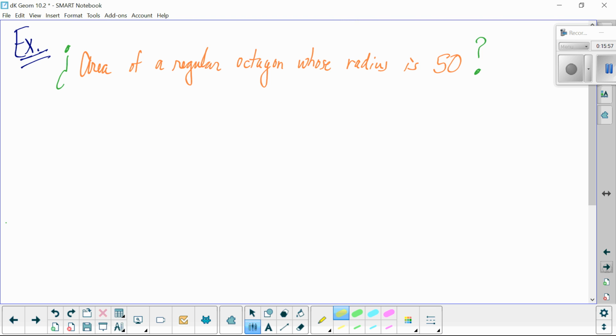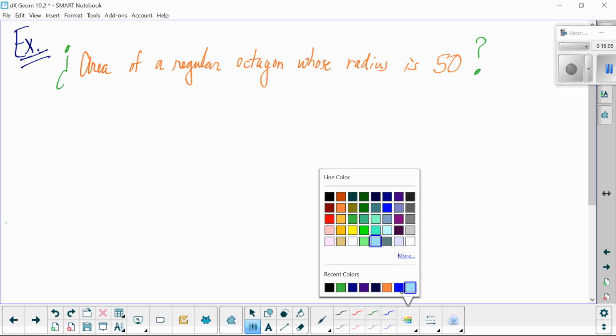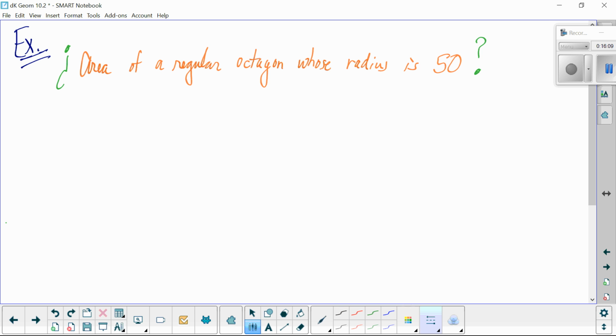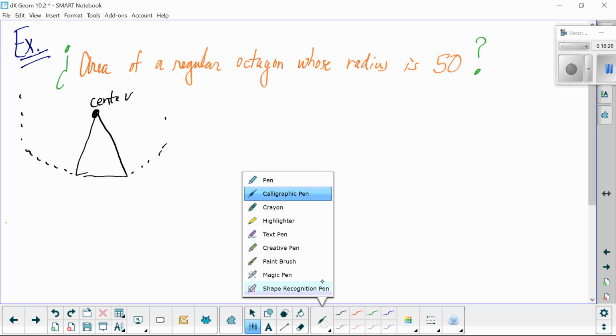Next example. What's the area of a regular octagon whose radius is 50? All right, here we go. You could try to draw this regular octagon, but I'm just going to draw a single triangle where this is the center of the octagon. So the other sides go like this, but you don't have to actually draw them. Just draw a single triangle.